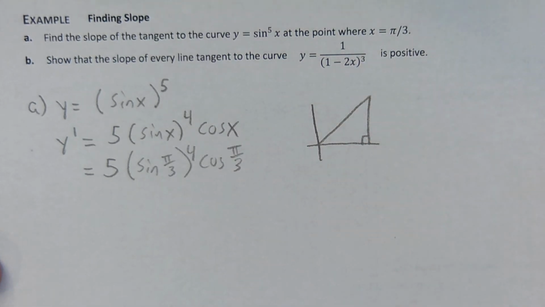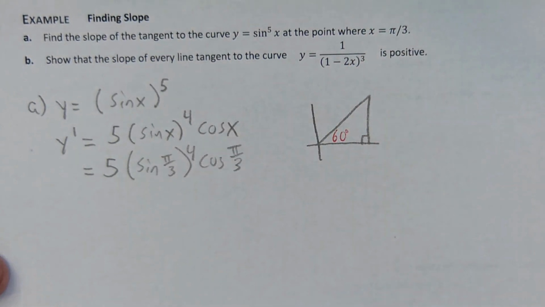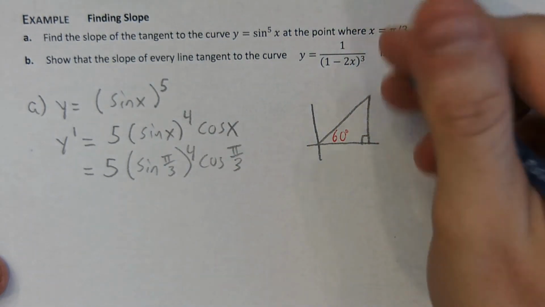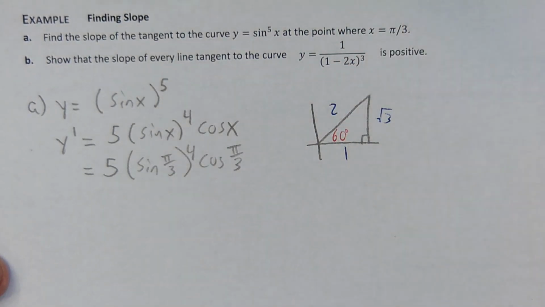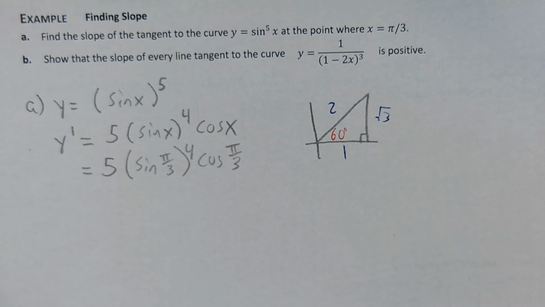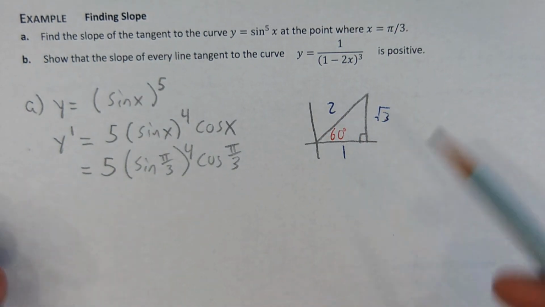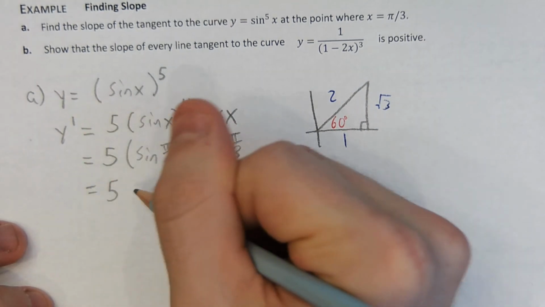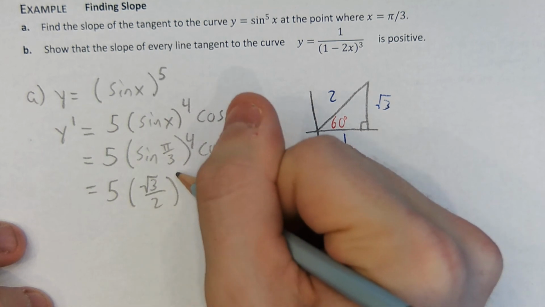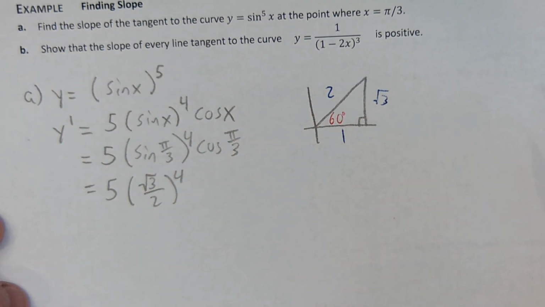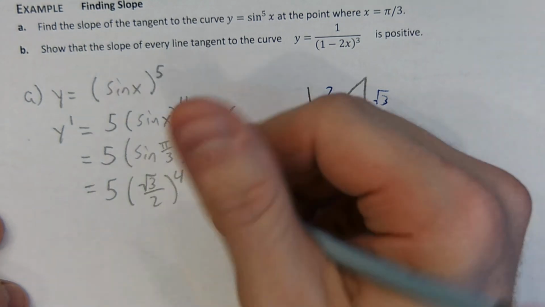Okay, pi over 3 is a 60-degree angle because 180 divided by 3 is 60. Across from a 60, we will always find a root 3. Next to it, there'll be a 1, and the hypotenuse is a 2. So sine in this triangle, which is y over r, would be root 3 over 2. And cosine here would be adjacent over hypotenuse, or x over r, or 1/2.